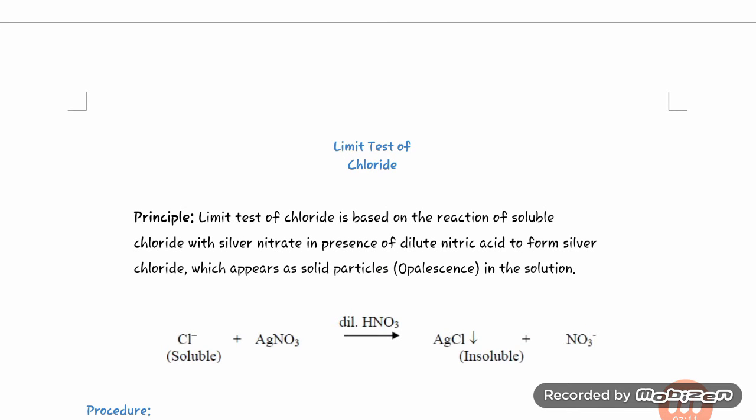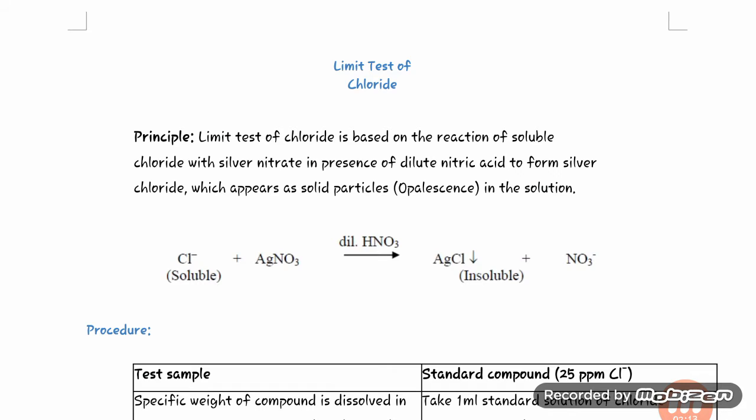So let's start from the first limit test, which is the limit test of chloride. Limit test of chloride is based on the reaction of soluble chloride with silver nitrate in the presence of dilute nitric acid to form silver chloride, which appears as solid particles in the solution.